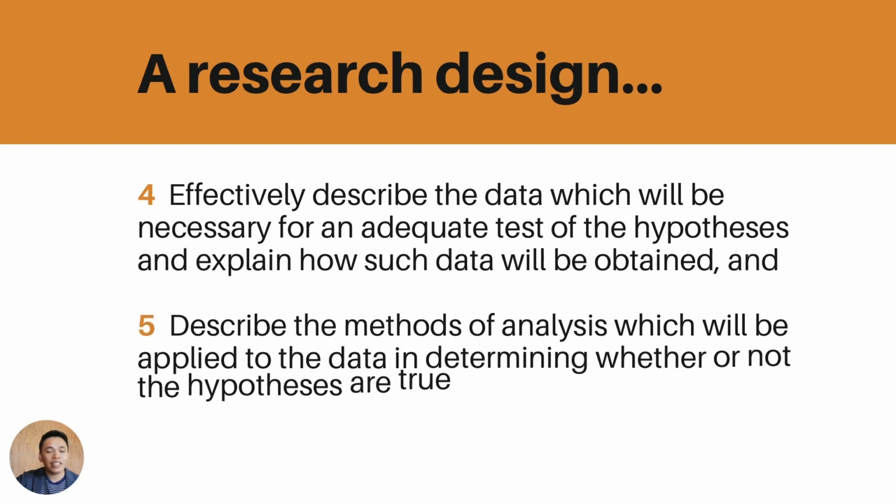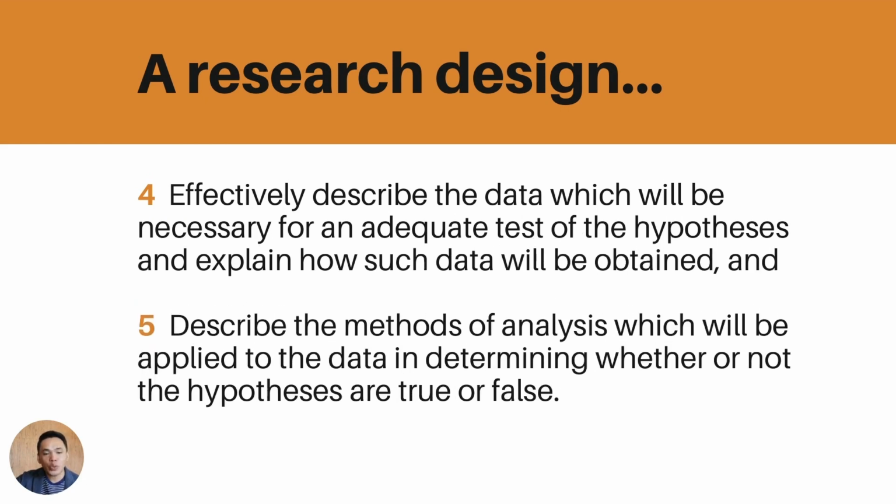It also effectively describes the data which will be necessary for an adequate test of the hypothesis and explains how such data will be obtained. And it can describe the methods of analysis which will be applied to the data in determining whether or not the hypotheses are true or false. These important indicators will avoid problems in the research process and will lead you to achieve your objectives.